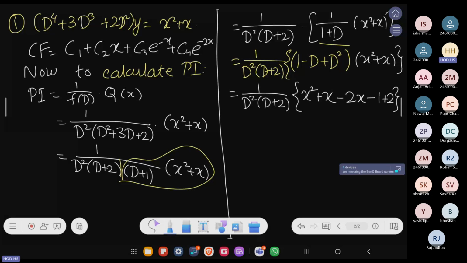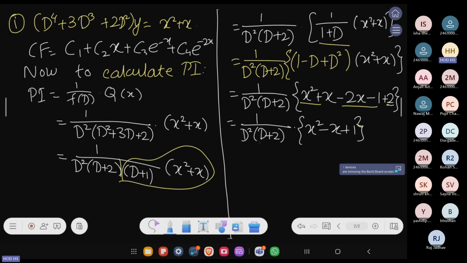So this one is 1 times minus D times and plus D square times of the bracket. We can rewrite this as D square (D plus 2) of this, which will be x square, minus x and plus 1, right? Again, follow the same procedure for D plus 2.